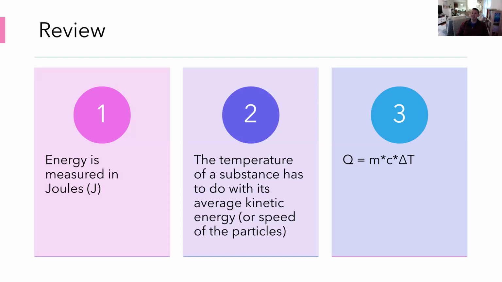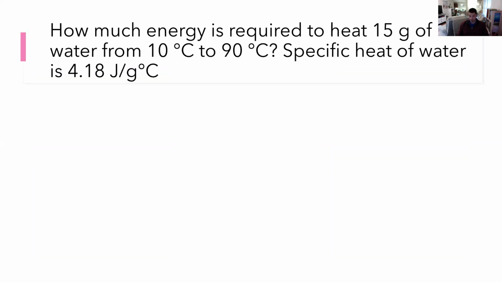And we've seen this formula. Q equals mc delta T. Q stands for the energy, m is mass, c is specific heat, and delta T is the change in temperature. So if you want to figure out what change would happen when you add a certain amount of energy to a given mass of a substance, you would look at its specific heat and you would determine its change in temperature.